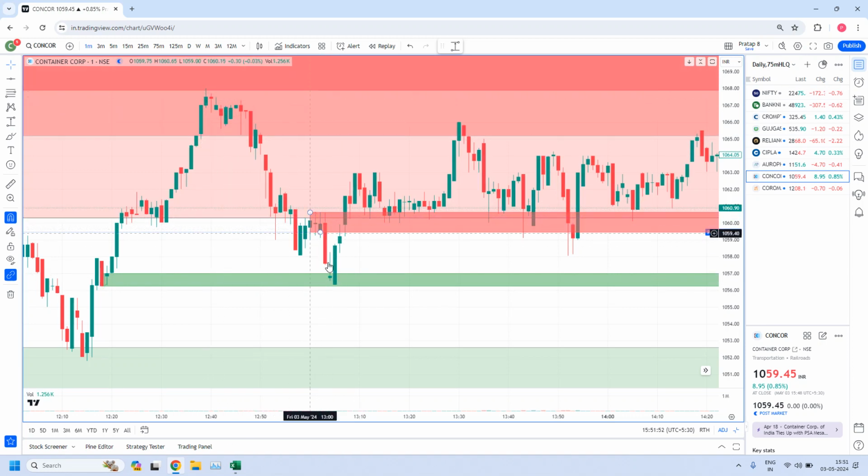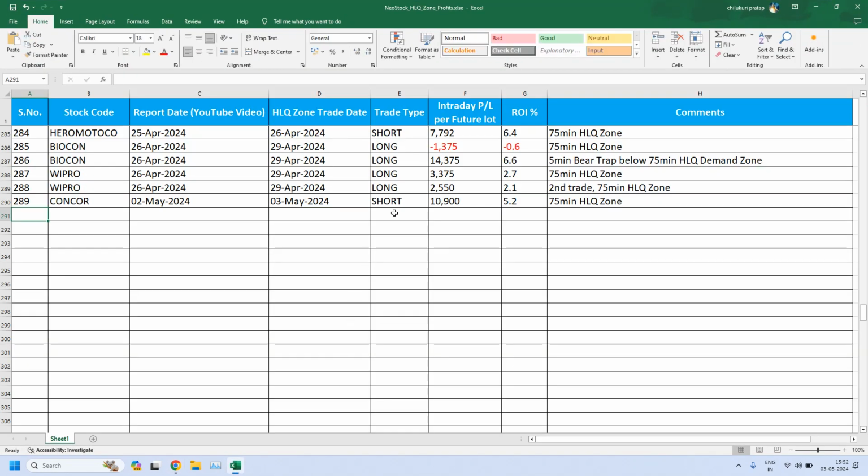But from here to here, how much profit has it given? This is the maximum profit, the opportunity of the high liquidity zone. I am not telling you that you would have booked your profit here. But the maximum opportunity today, our high liquidity zone gave, is 10,900 rupees profit, which is a 5.2% return on the investment as per one futures margin cost.